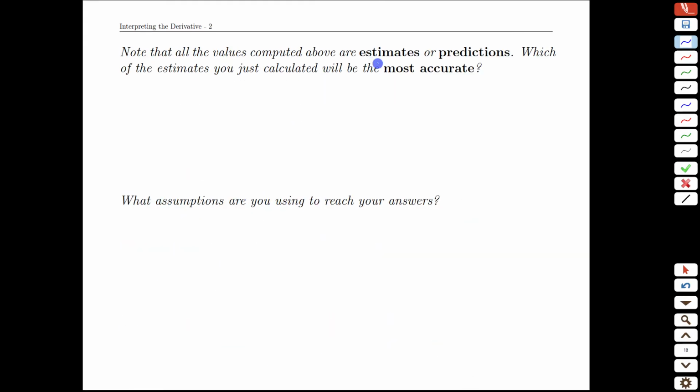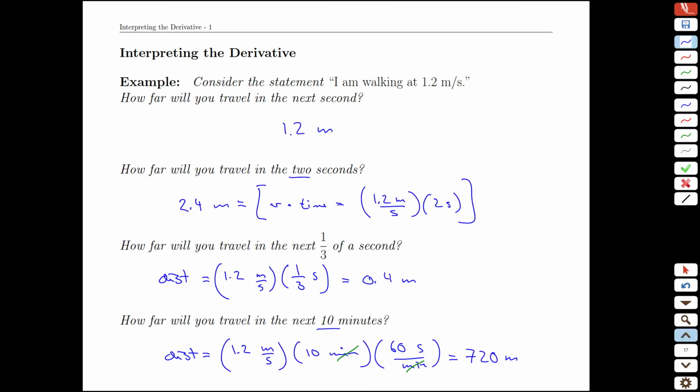Now, something that's worth making explicit is that these are just estimates or predictions about what's going to happen. All we know is that now we are traveling at 1.2 meters per second. That's an instantaneous velocity, but we're basing our estimates or predictions on that. Take a moment to think about which of those predictions you think would be the most accurate. Going back a page, which of these 4 values would you have the most faith in?